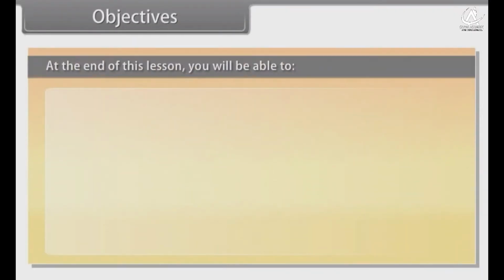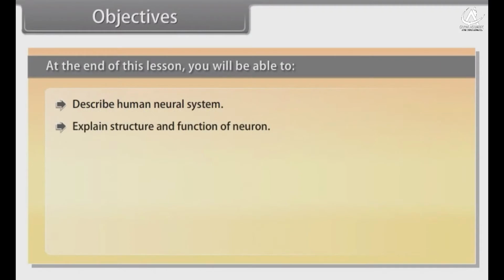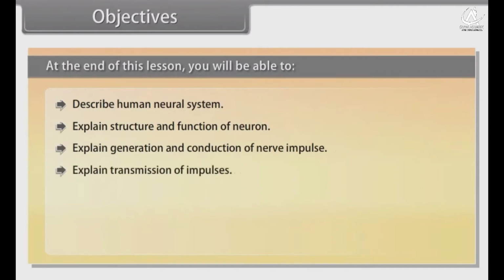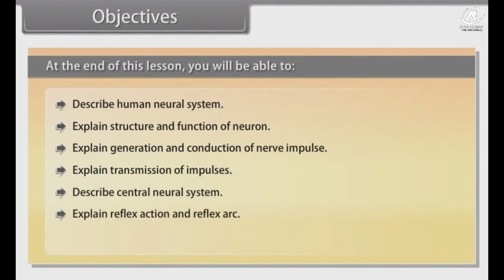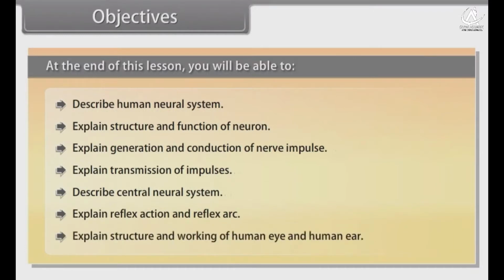Objectives. At the end of this lesson, you will be able to describe the human neural system, explain the structure and functions of a neuron, explain generation and conduction of nerve impulse, explain transmission of impulses, describe the central neural system, explain reflex action and reflex arc, explain the structure and working of the human eye and human ear.